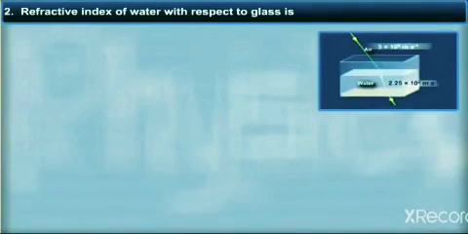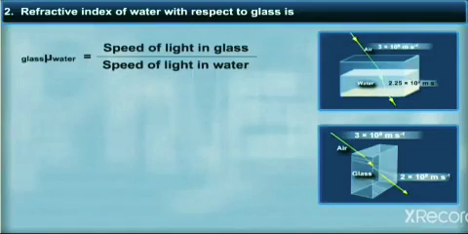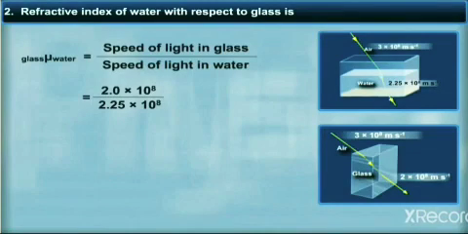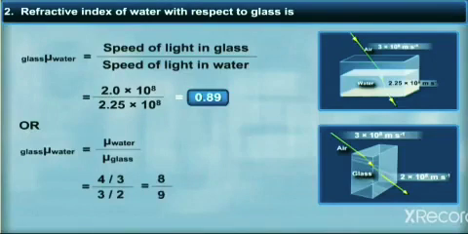Refractive index of water with respect to glass is equal to the speed of light in glass upon the speed of light in water, which equals 2.0 into 10 raised to 8 upon 2.25 into 10 raised to 8, which equals 0.89. Or, refractive index of water with respect to glass is equal to refractive index of water upon refractive index of glass, which is equal to 4 by 3 upon 3 by 2, which equals 8 by 9, which further equals 0.89.